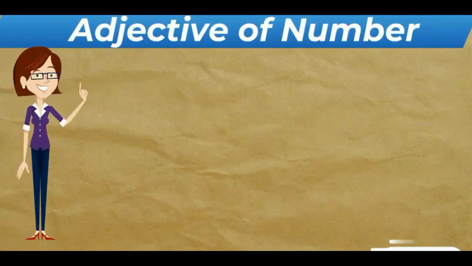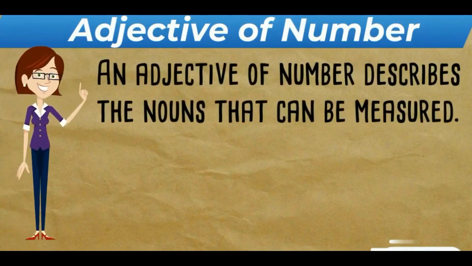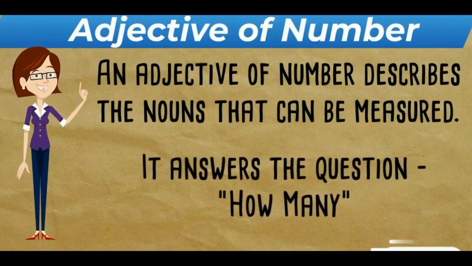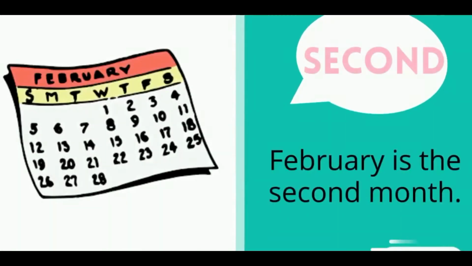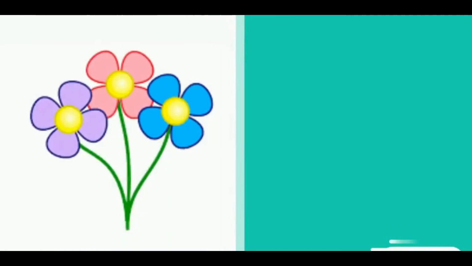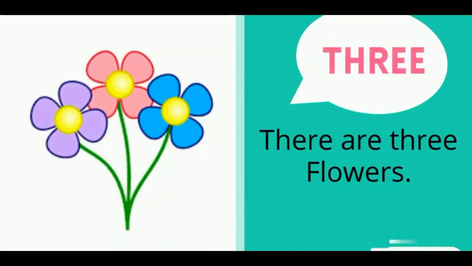Adjective of number. An adjective of number describes the nouns that can be measured. It answers the question, how many? For example, February is the second month. Second is the adjective. There are 3 flowers. 3 is the adjective.